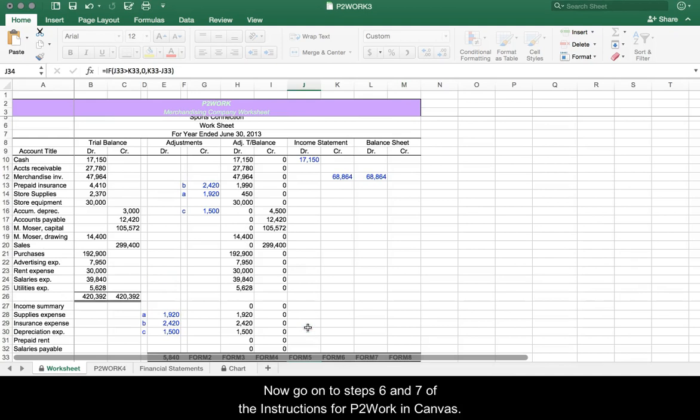Now go on to step 6 and 7 of the instructions for P2Work in Canvas.